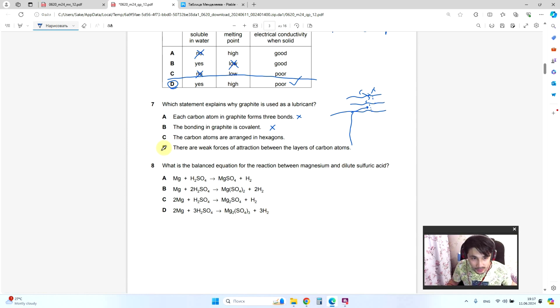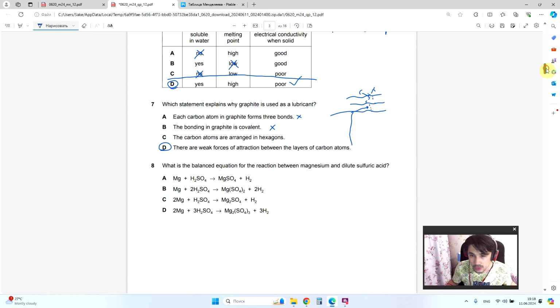Look, because of the weak forces between these layers, they can be sliced out. So when you simply draw something using graphite on paper, you are actually leaving layers of graphite on the paper. And the same happens when you use it as a lubricant. So the layers can be sliced out, and this is a lubricating property.